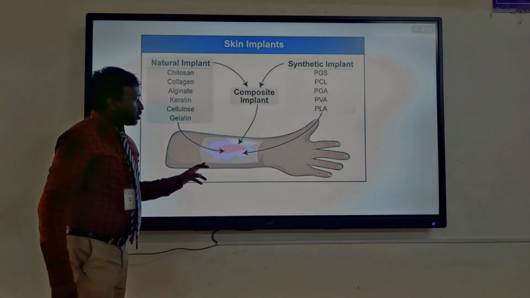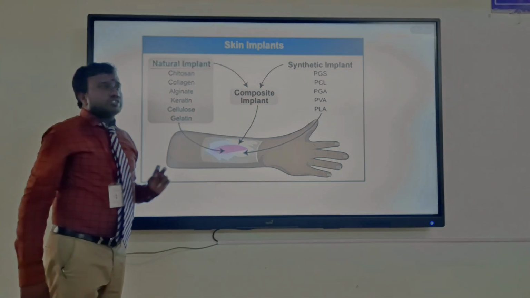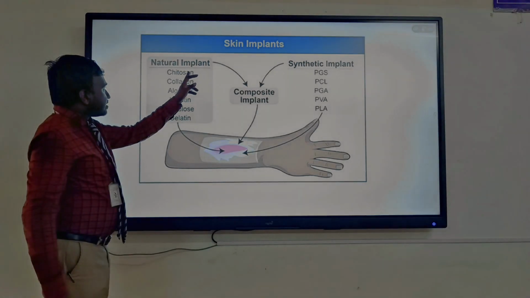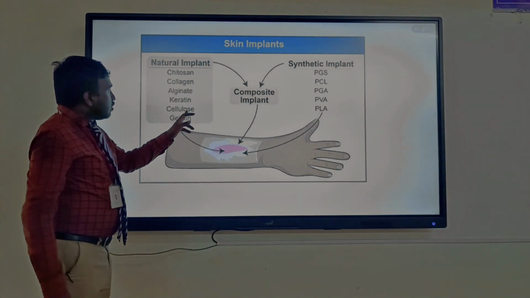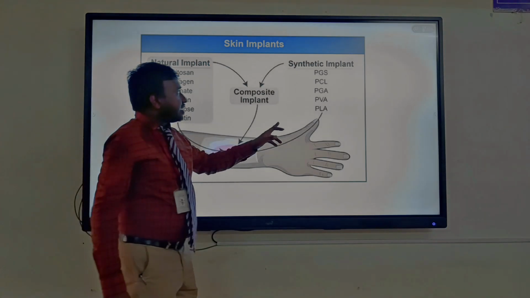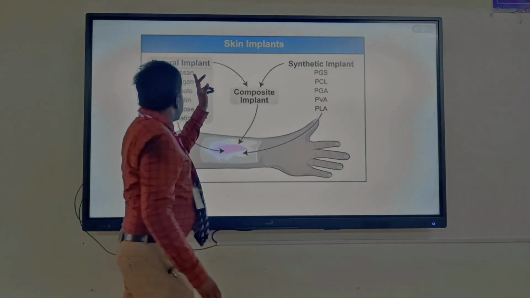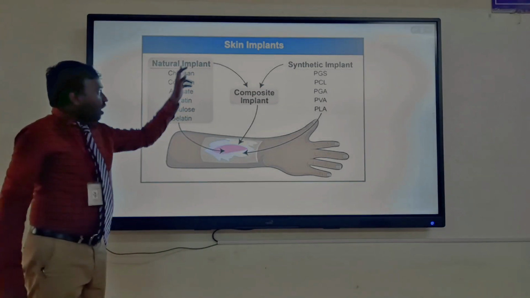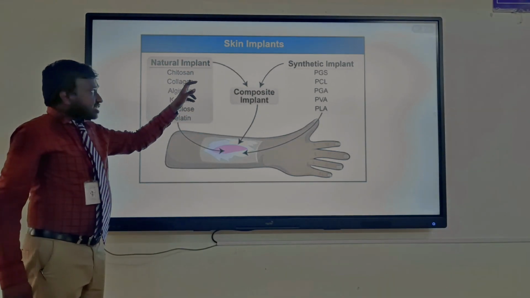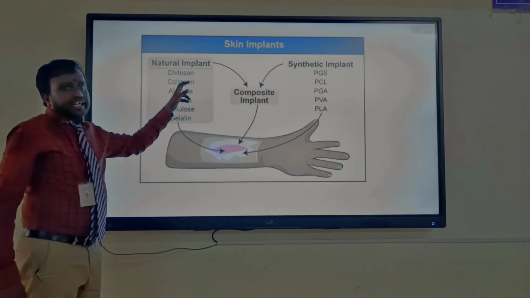Okay, for skin tissues, what are the common materials used to replace the natural skin tissue? Well, these are the natural implants: cellulose and chitosan are commonly used materials in the biomedical sector. What is a natural implant? All these materials are derived from plants or human beings. They are naturally generated.